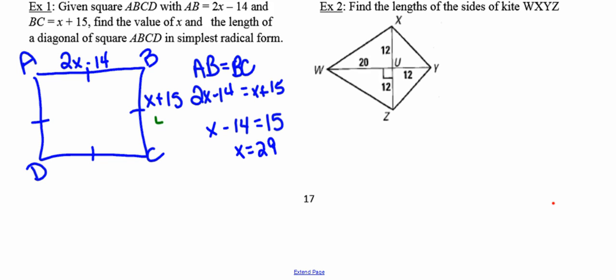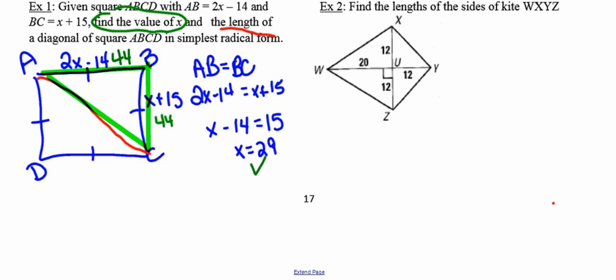That means this side of my square is 44. It also means the length of AB is 44. So in the first part of the question, they asked us to determine the value of x, which is done. In the second part of the question, they've also asked us to find a length of the diagonal. So I'm going to go ahead and draw my diagonal in there. And in order to find the length of the diagonal, I'm going to go ahead and consider the triangle formed, or the triangles formed by the diagonal.